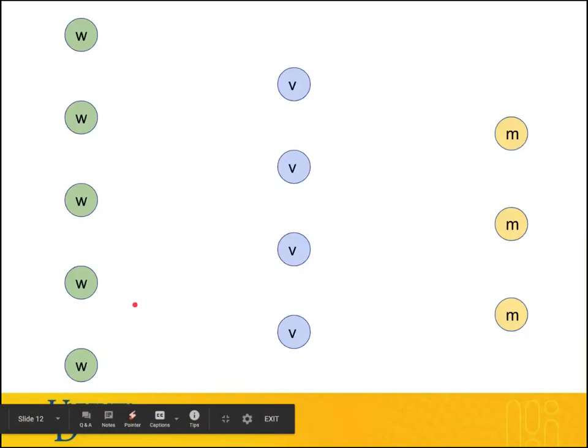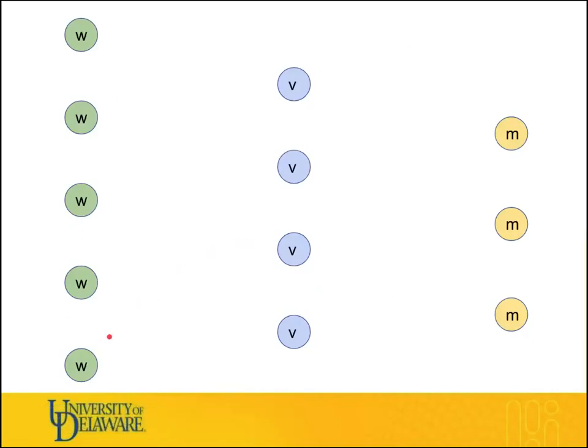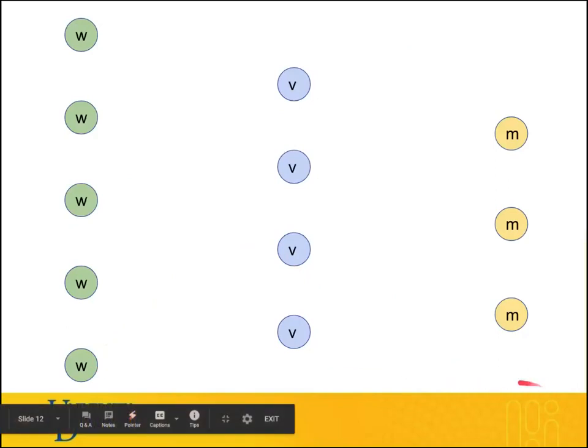Okay. Now, suppose we have 12 devices in the network, 5 plus 4 plus 3. And after the role assigning, we have 5 workers, 4 validators, and 3 miners in this specific communication round. Let's use some animations to go through the process.